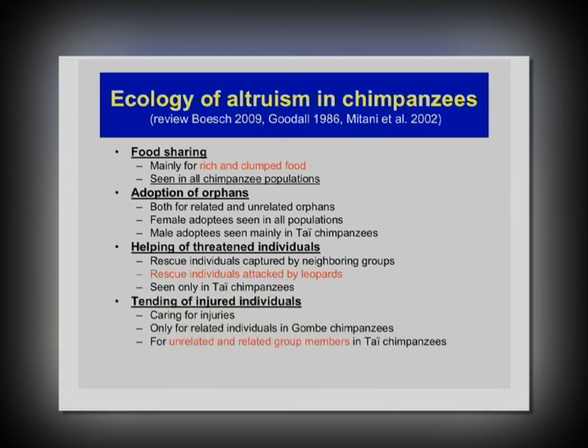And another very intriguing case is the tending of injured individuals, which in Gombe has been seen to be strictly restricted to closely related individuals, mother, infant, or siblings, whereas in Taï it is spread throughout the whole group and can be provided for many weeks.